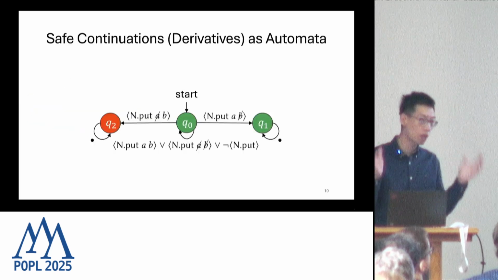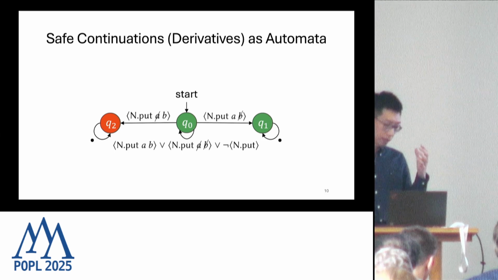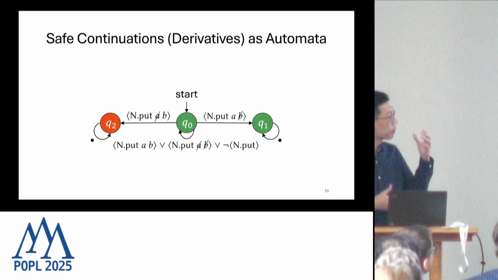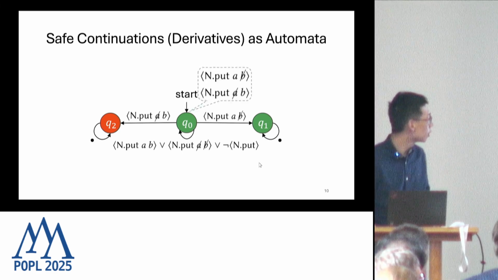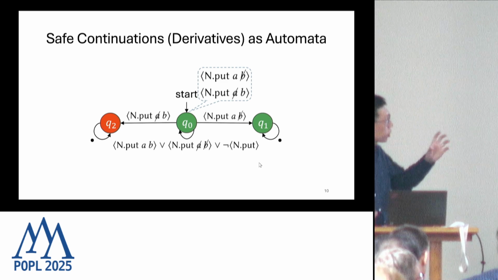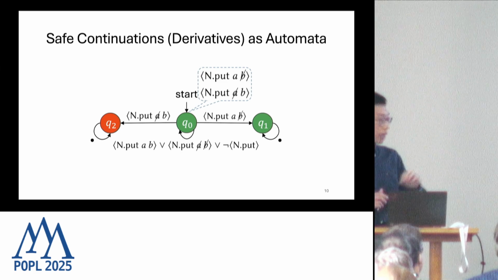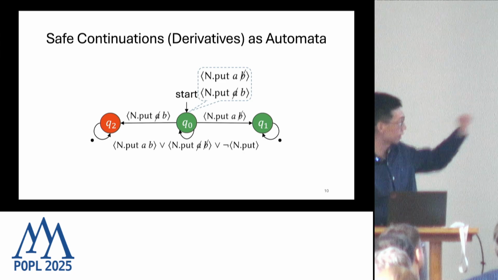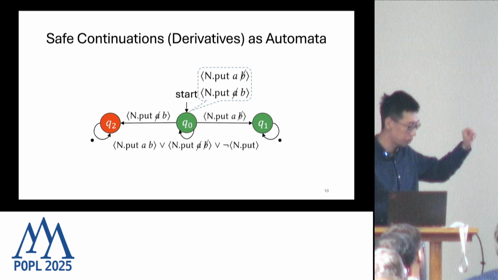With this automaton structure in mind, it not only allows us to succinctly represent safe executions, it also allows us to represent their derivatives. As an example, the initial state Q0 represents a derivative that contains a safe execution like this. It first disconnects A and B, and then assigns a new parent to B.